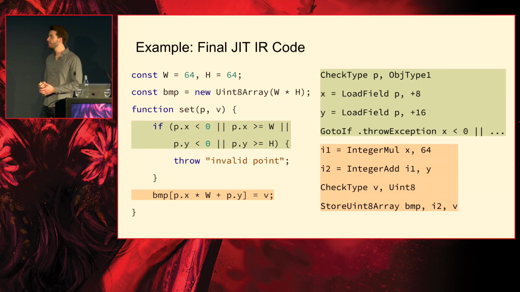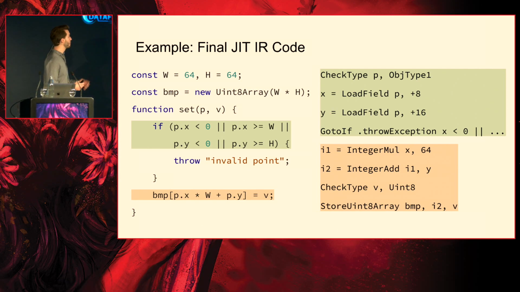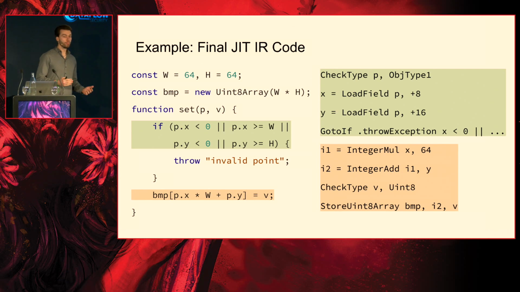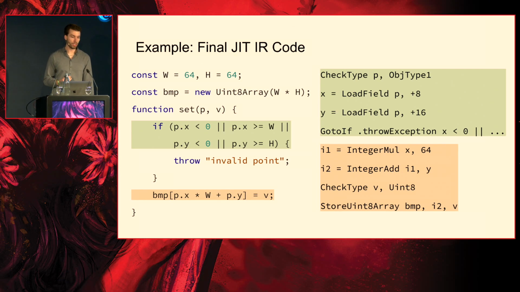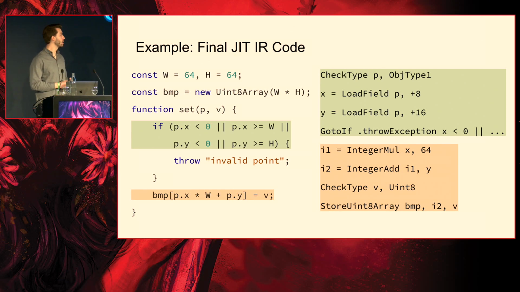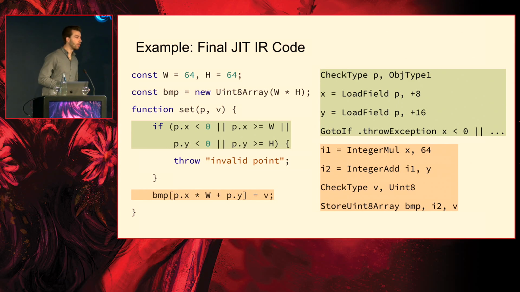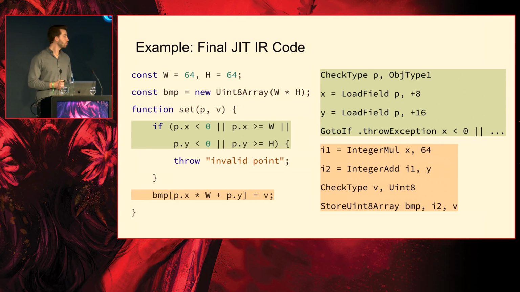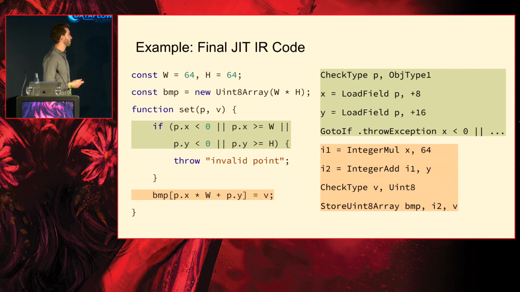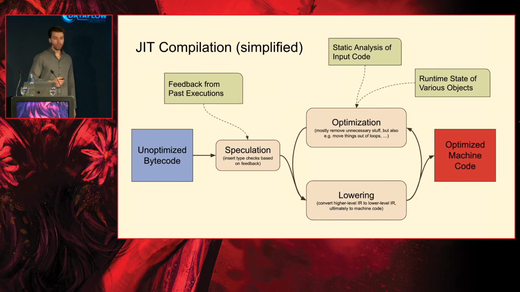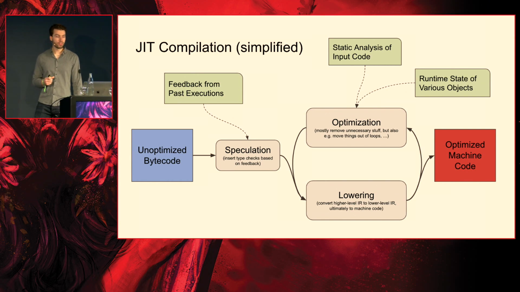And here's the final JIT code for this example. It's really just those few low-level operations. And those can more or less just be lowered to one or a couple of machine code instructions. Like the load fields, that's just going to be like one move or LDR, the multiplication and addition, and so on. Cool. So this is a short summary of what we've seen.